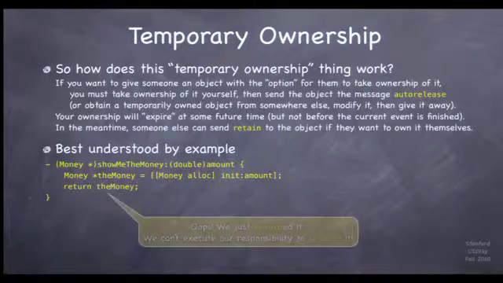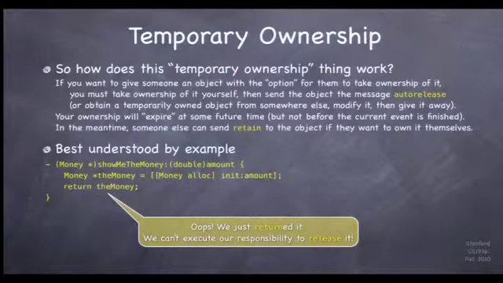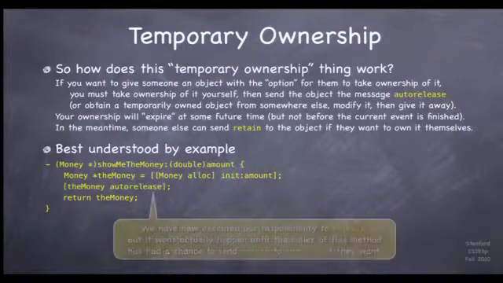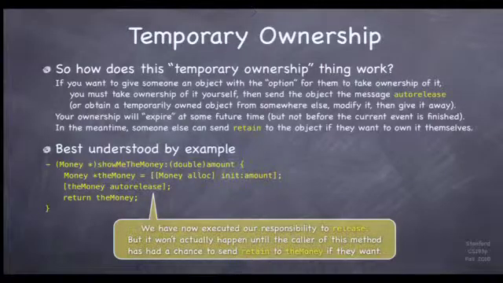Well, on the very next line of code, I say return the money. Now I don't even have a pointer to the money anymore. I can't release it, so I can't execute my responsibility. You see the problem? So how do we overcome this problem? Well, the answer is we use autorelease. Before I return it, I say money autorelease.